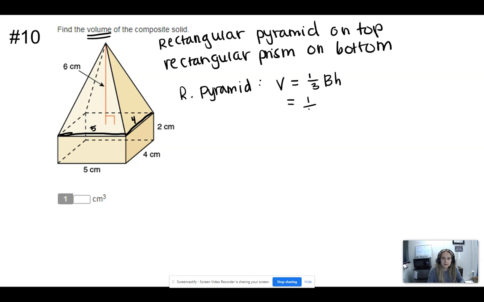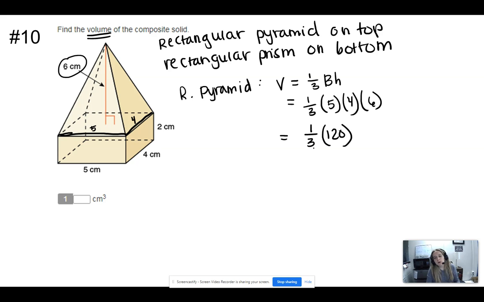So I'm going to do 1/3 times the area of the rectangular base, which is 5 times 4, and then the height of the pyramid is 6. I'm just going to multiply those numbers together. So it's going to be 1/3 times 120. Remember that multiplying by 1/3 is the same as dividing by 3. So I divide 120 by 3, and that gives me 40 centimeters cubed.